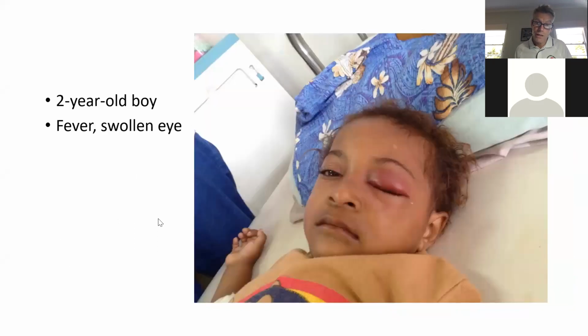This is a similar case of a child who had, again, a community-acquired infection, and what this is obviously periorbital cellulitis. This boy's got a swollen left eye, a swollen, red, hot, inflamed left eye, and you would say the most likely bacteria are probably staph infection.